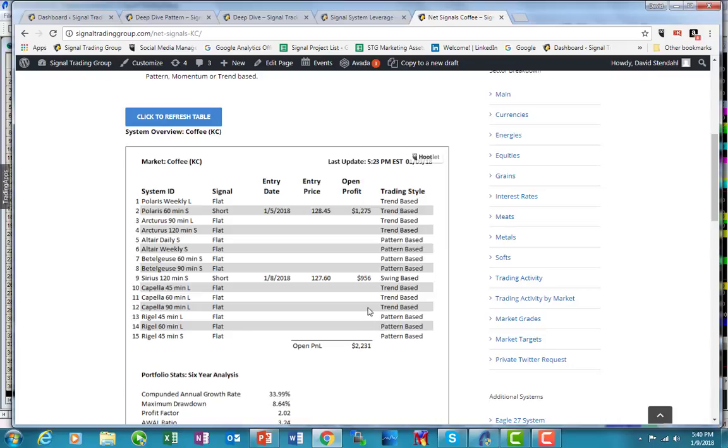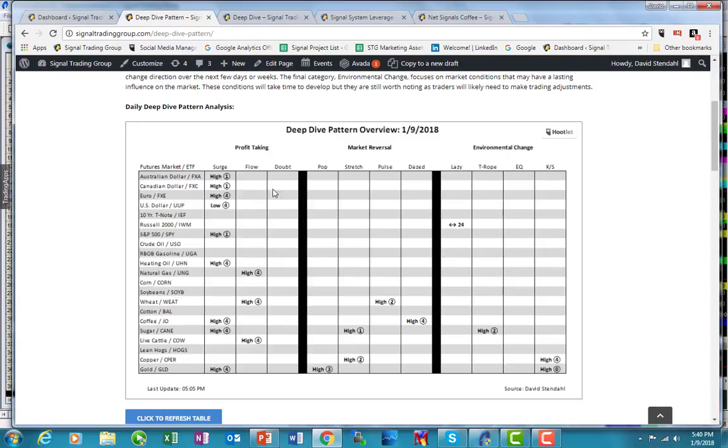So in tonight's deep dive, I wanted to use coffee as an example, but do realize what these represent as far as the profit taking, the market reversal, and the environmental, and how to interpret these high and low figures and what these numbers represent. I've had a couple questions in the last couple of days, so I thought I'd start to address them in some of the deep dive analyses. If you do have questions, I welcome them. I want your feedback, and I want to be able to improve the service.